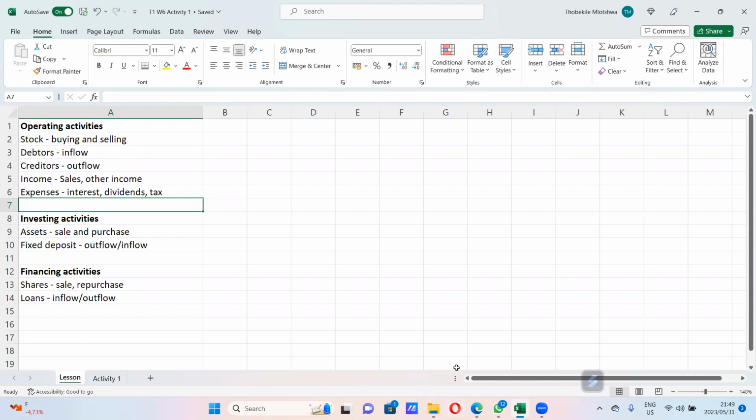I'm going to do just a few lessons on the cash flow statement, because I'm not sure if you understand it very well yet. As you know, it's got three sections: cash flow from operating activities, cash flow from investing activities, and cash flow from financing activities. So we are going to start with cash flow from operating activities.